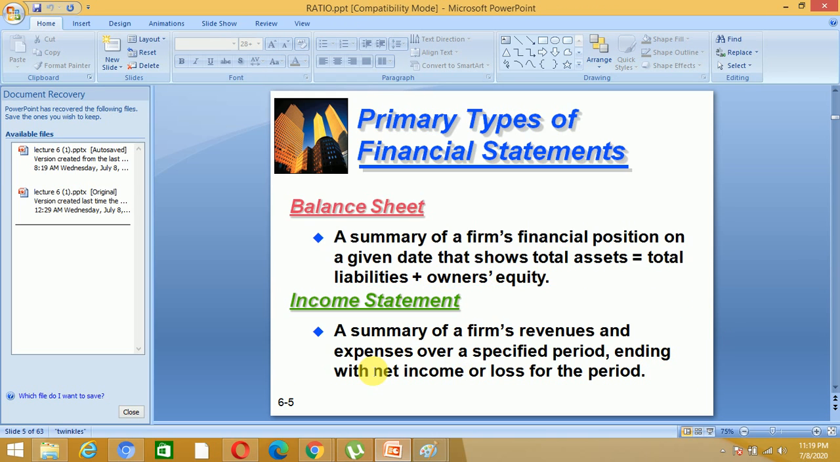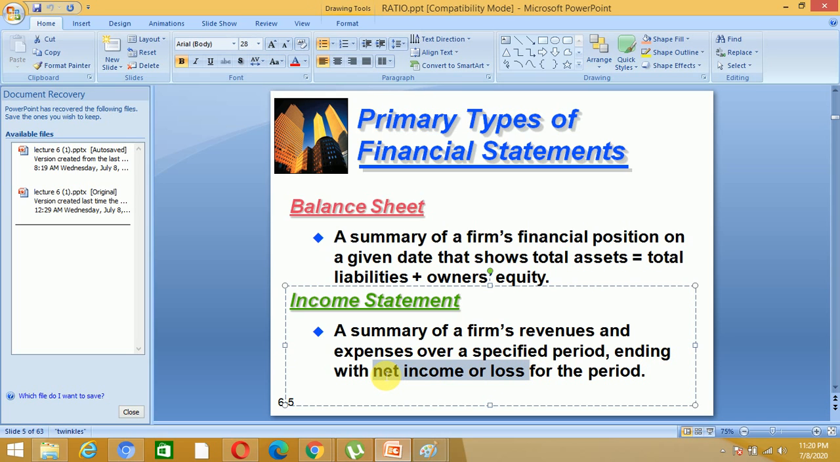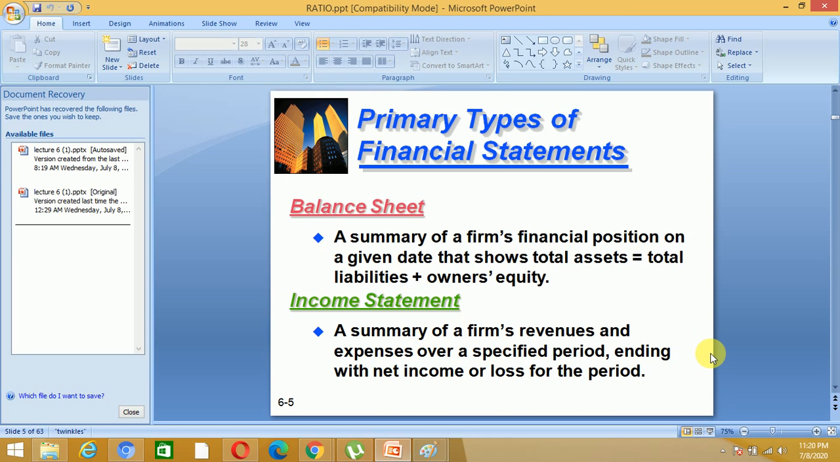The second statement is the income statement. Income statement is a statement that shows the profitability of the firm, the income or loss of the firm for a particular period of time. A summary of the firm's revenues and expenses over a specified period, ending with net income or net loss. And the result of the income statement is net income or net loss. So the income statement shows the financial performance of the firm, that is the profitability, income or loss.